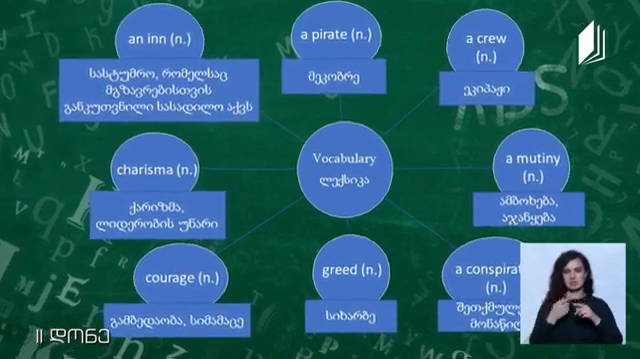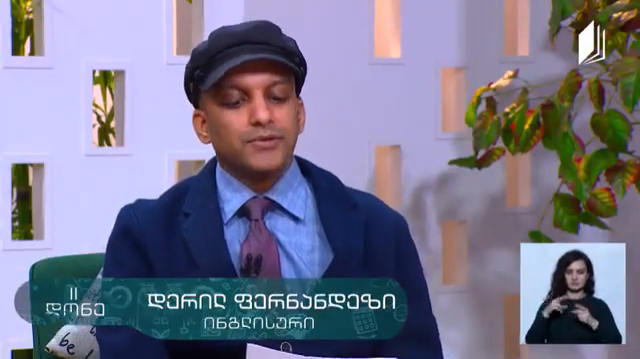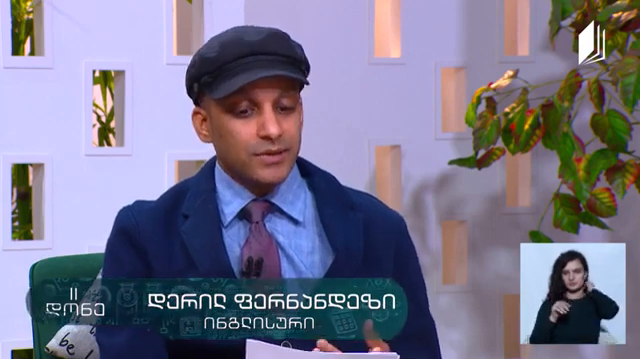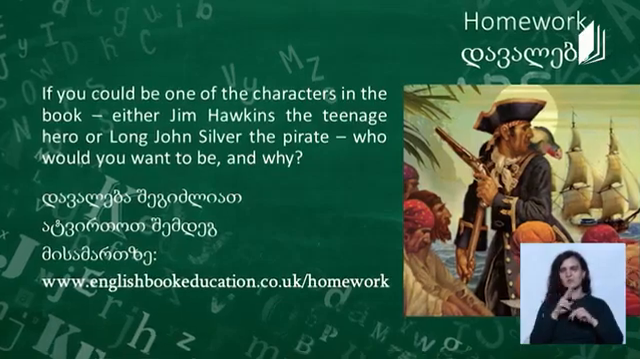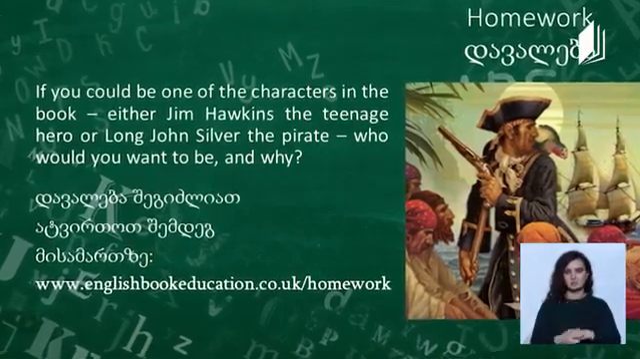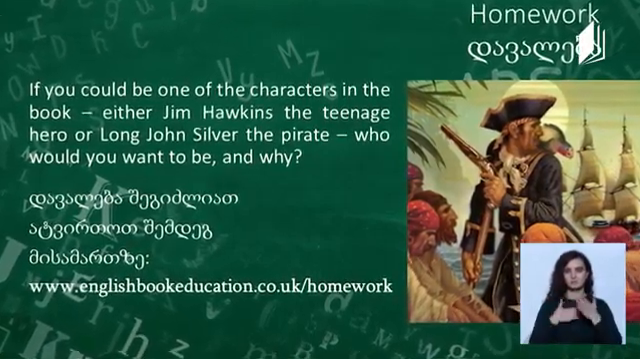Now that brings us to our homework. We've loved hearing from all of you. You have such great ideas, so please keep sending them in. Now, here's the question. If you could be one of the characters in the book, either Jim Hawkins, the teen hero, or Long John Silver, the pirate, who would you want to be and why? We're so excited to hear your answers.